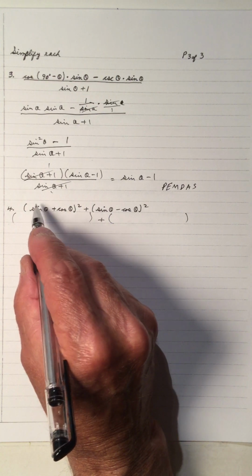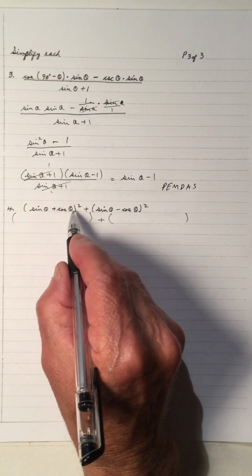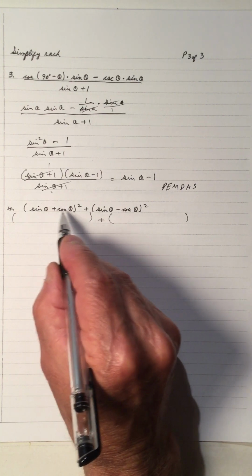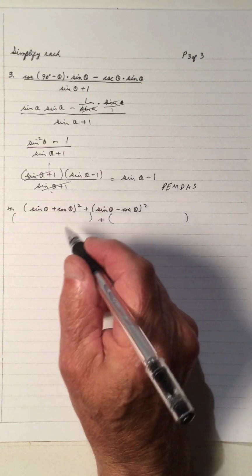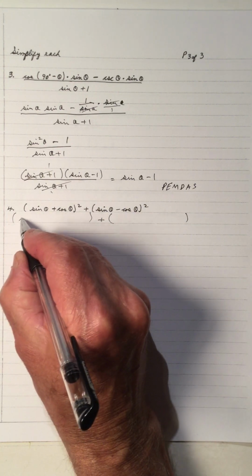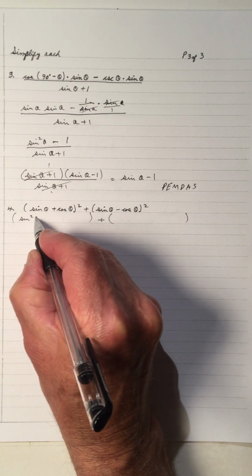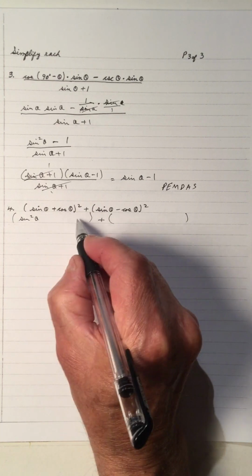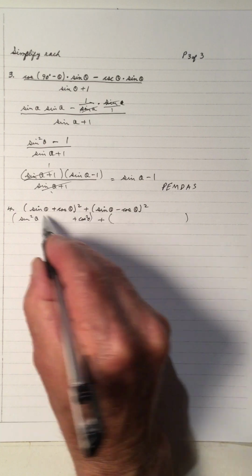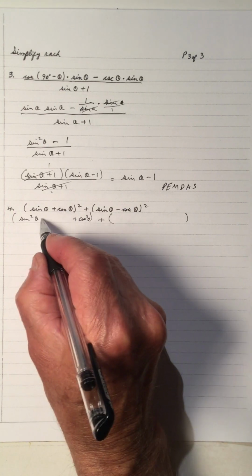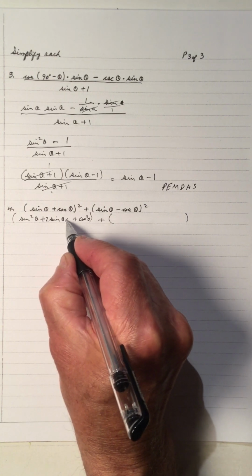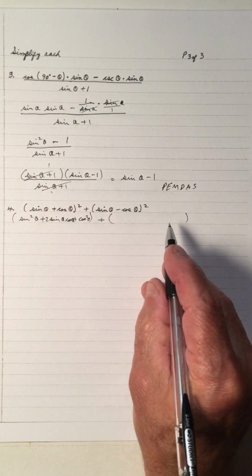So I practice squaring this. I could write down two sets of brackets and put sine and cos inside of each and work it out by FOIL. But the fast way to square this is square the first term, square the last term, and multiply these two and double it. So it's a positive 2 sine theta cos theta.